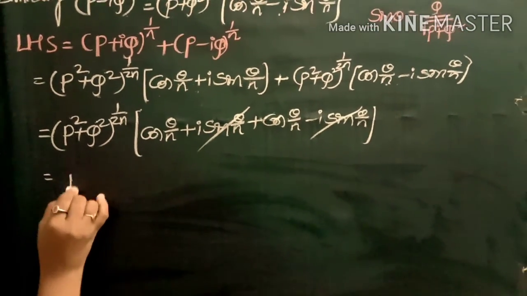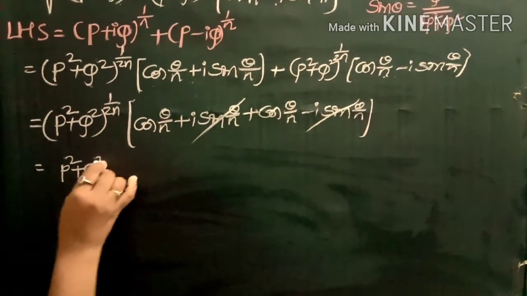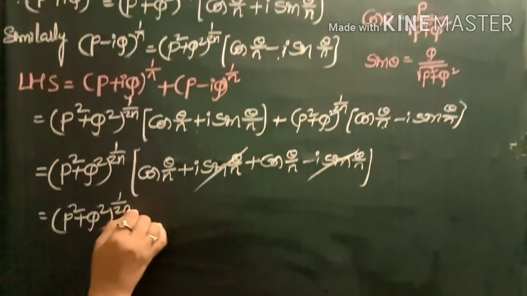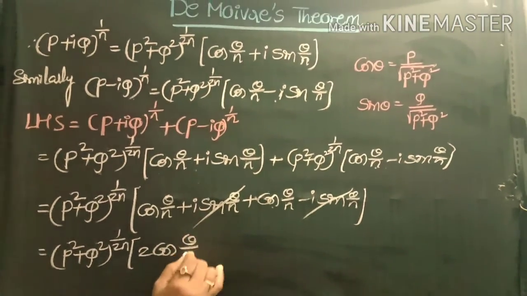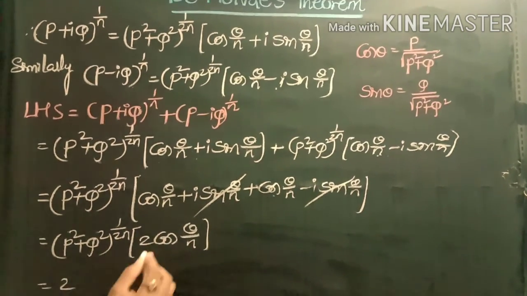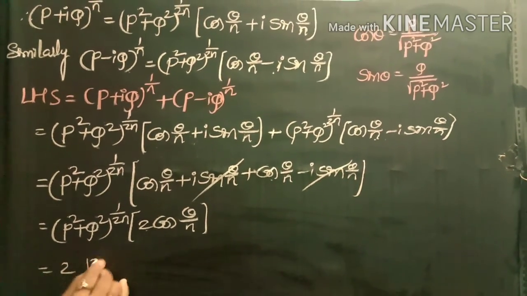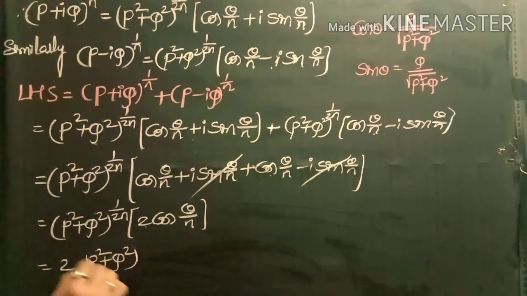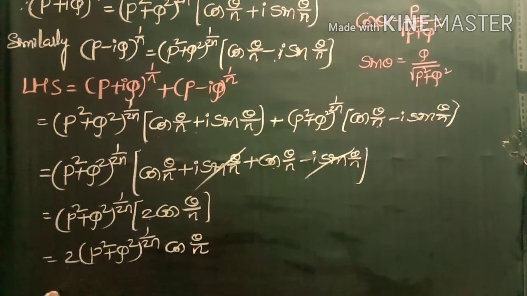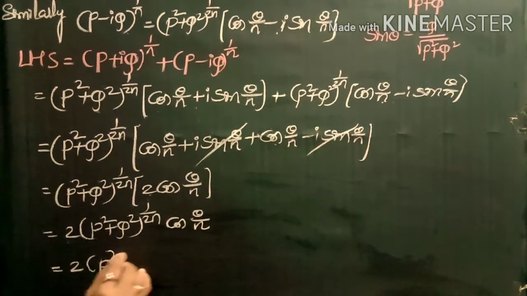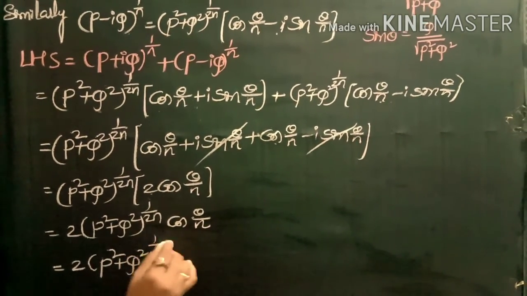Now the remaining answer is (p² + q²) to the power 1/2n into cos θ/n plus cos θ/n, that is 2 cos θ/n, and this is equal to, first we take the number 2 here, 2 into (p² + q²) to the power 1/2n into cos θ/n.